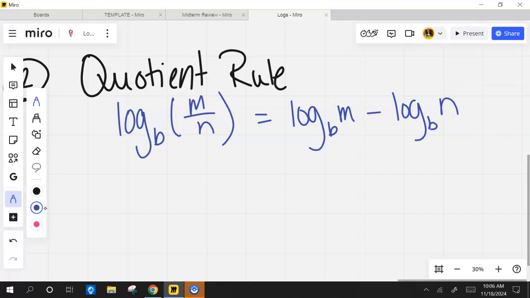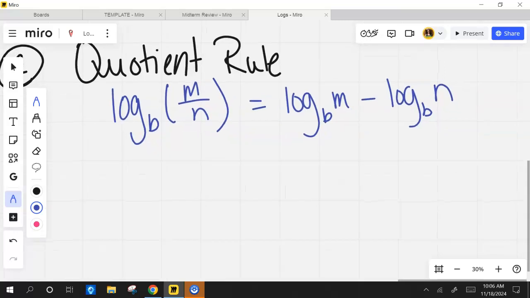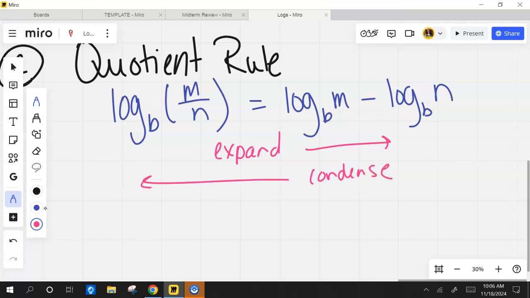Now, the example there, again, I should write this. This is expanding when you move this way. Condensing when you move this way. Well, that's kind of what we just did.